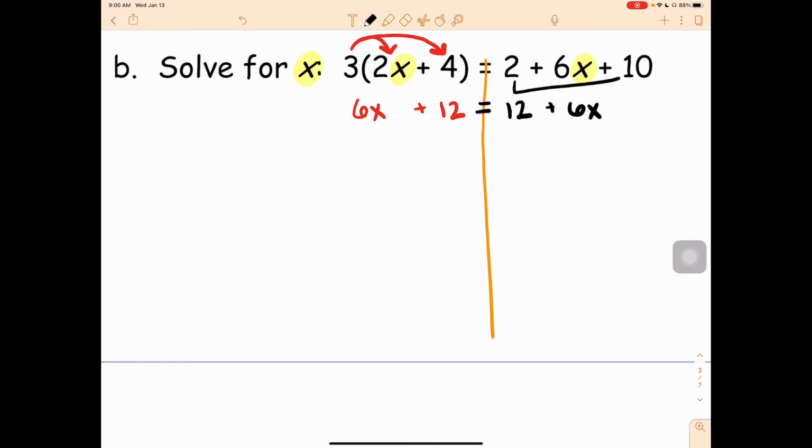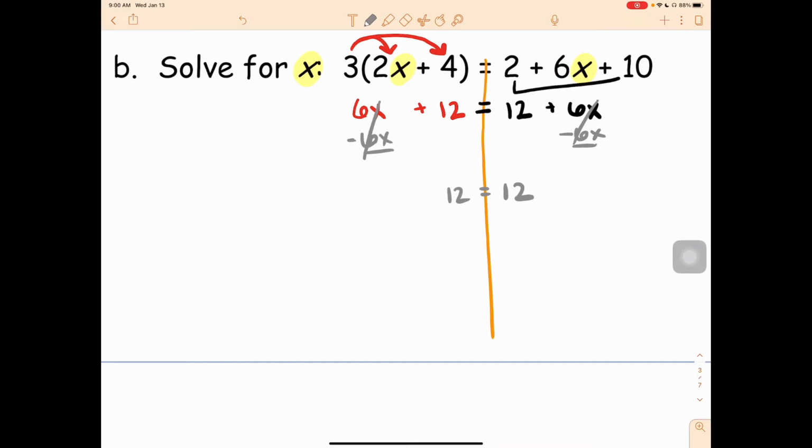Ooh, interesting. You guys notice something here? They're the exact same on each side. So you might remember what this is, but let's go ahead and just move all the terms around. So I can subtract 6x from both sides. Those two cancel out, so I end up with 12 equals 12. And that is definitely true.